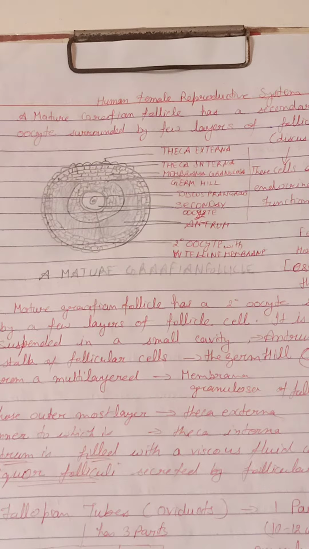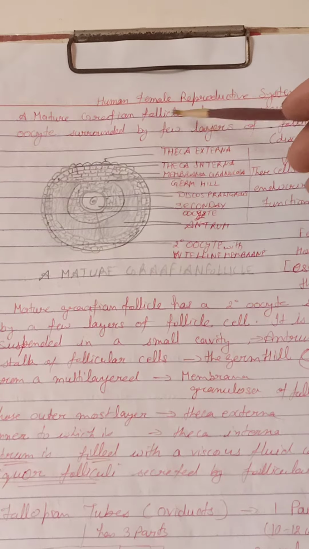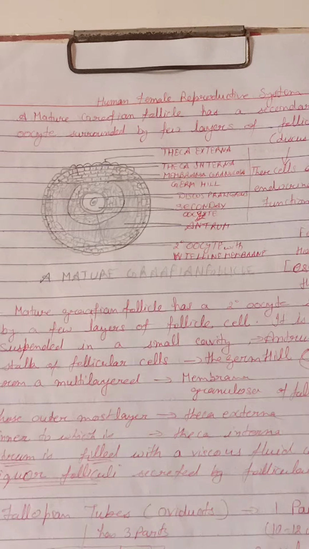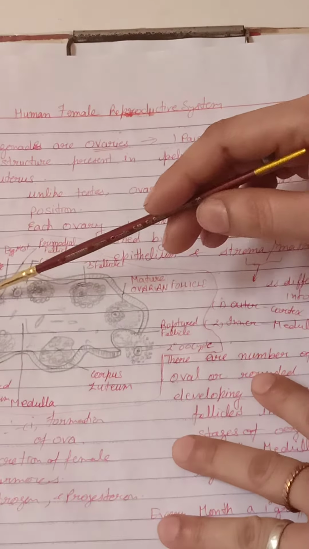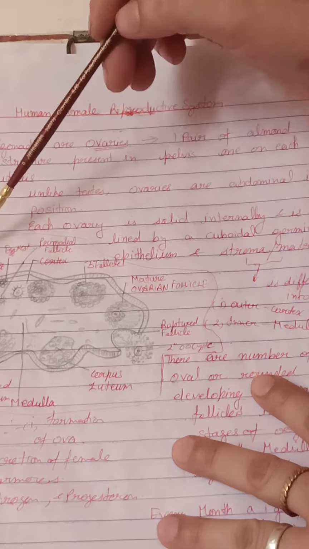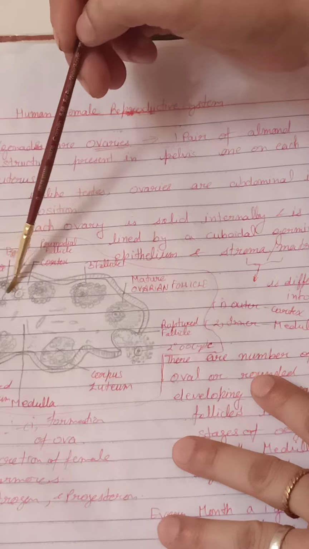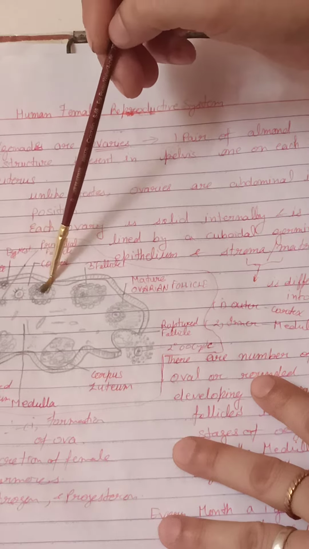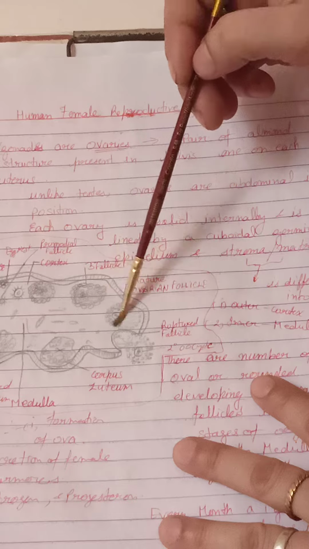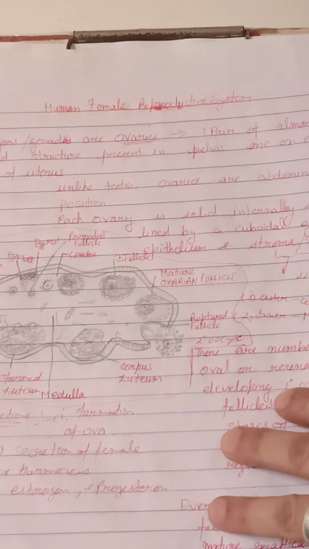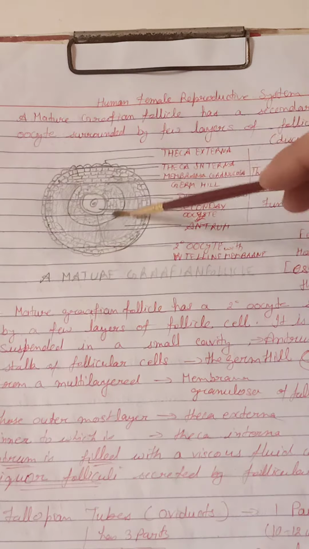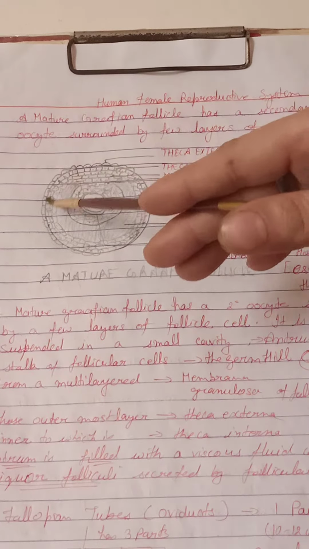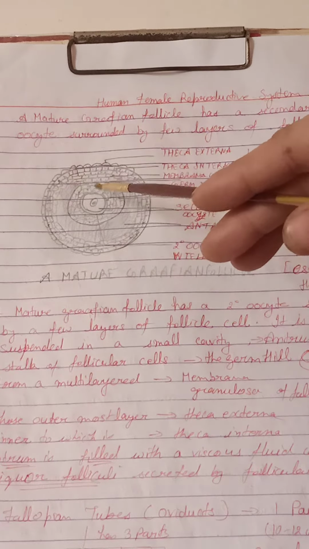Next, let us discuss the mature Graafian follicle, the structure of the mature Graafian follicle. As we already discussed, the primordial follicle undergoes different developing stages and ultimately changes into the mature Graafian follicle. And what is the ultimate structure of this mature Graafian follicle? Let us discuss. A mature Graafian follicle has a secondary oocyte.